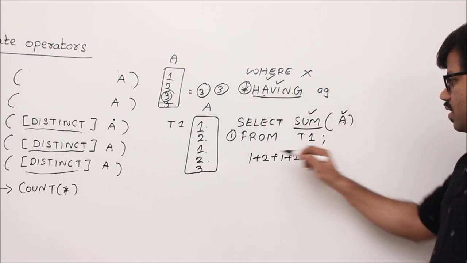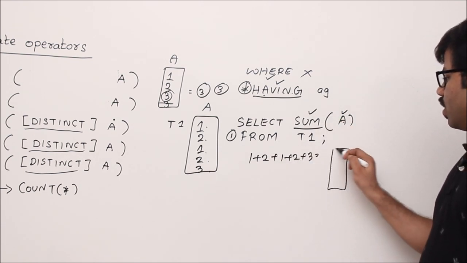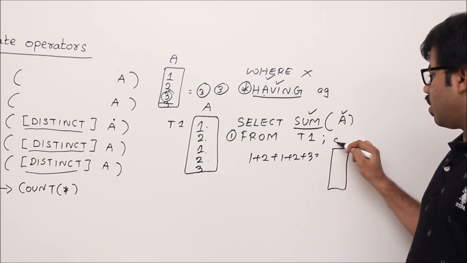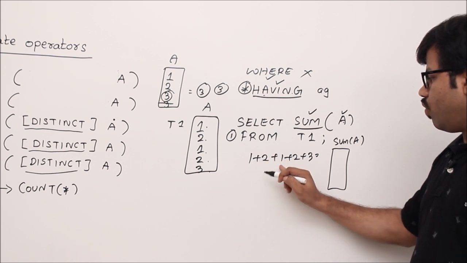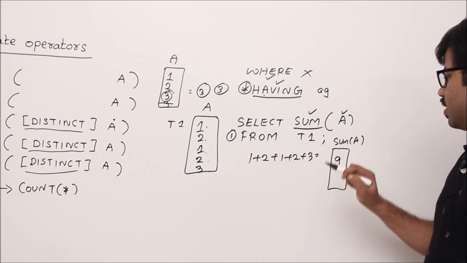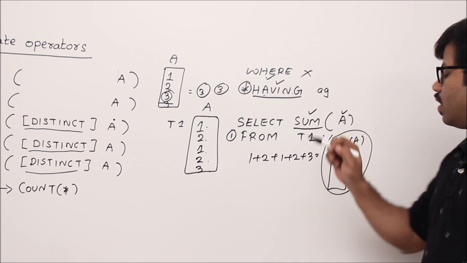Then the output will be a single value. You get a table with sum of A as the column, I can say. 1 plus 2 is 3, 4, 6, 9. The output will be like this. This is the output, right?